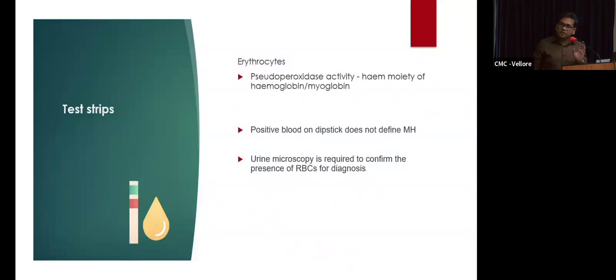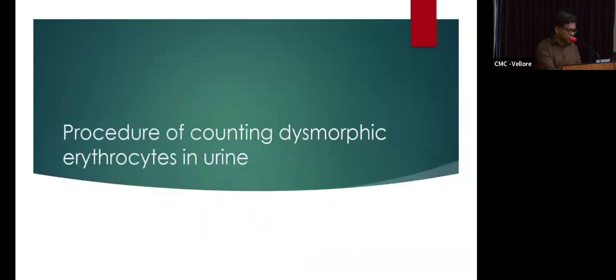So test strips can detect hematuria, but it is not reliable because it might also detect heme or myoglobin. It depends on the erythroperoxidase activity. So for confirmation, we have to do urine analysis. Urine microscopy only will confirm microscopic hematuria.